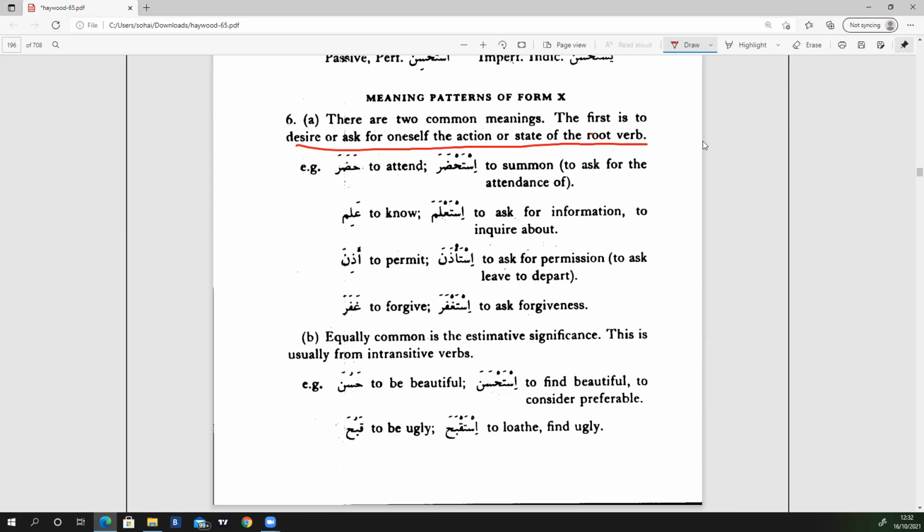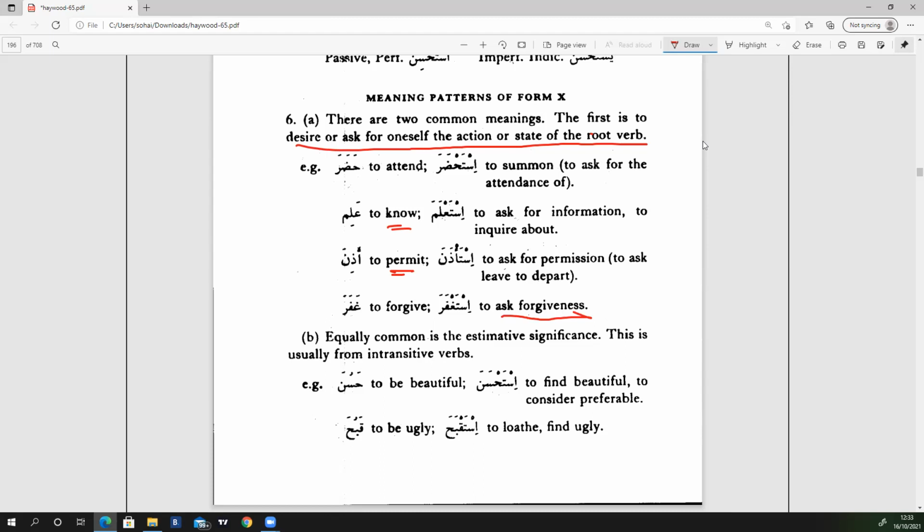Alima means to know. Ista'lama means to ask for information, to inquire about. Azina means to permit somebody. Ista'zana means to ask for permission, and in brackets it says to ask to leave or depart. Ghafara means to forgive. Istaghfara, to ask forgiveness.